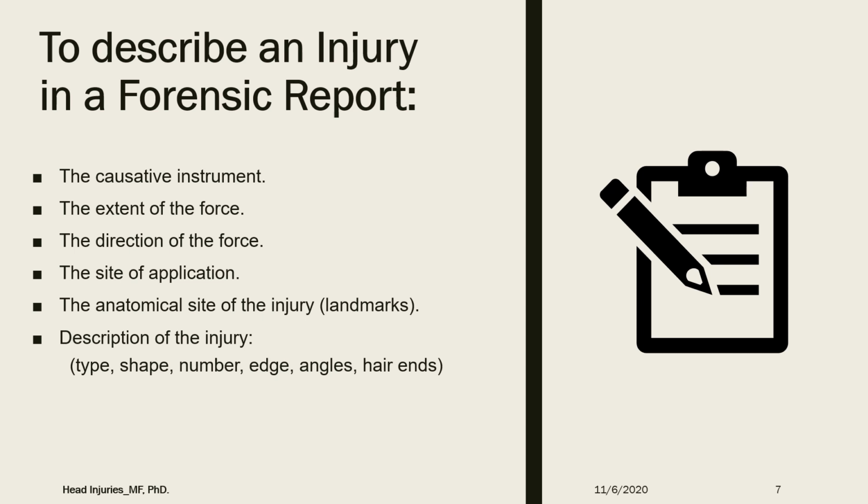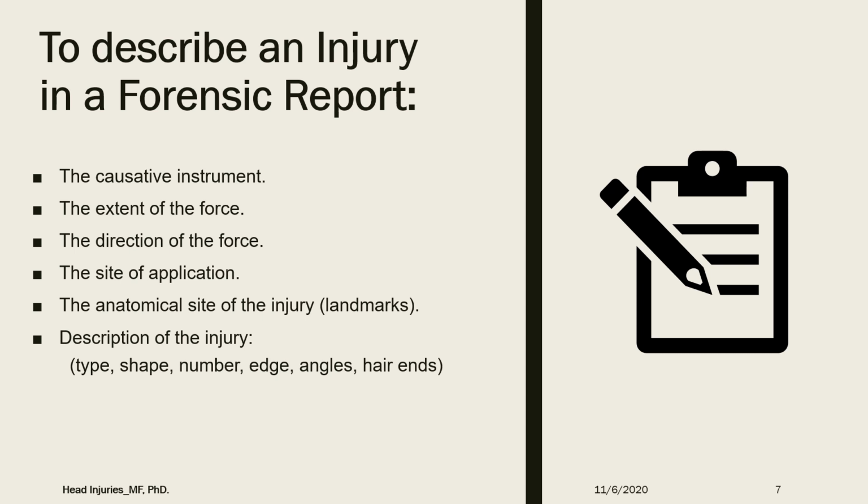The anatomical site of the injury, and usually when we describe an anatomical site, we need to use anatomical landmarks such as midlines, mid-axillary lines, the nose, the ears. You need to describe the distance between the injury and a common fixed anatomical landmark. Also, when you describe the injury, you need to include the type of the injury, the shape, is it circular or spindle shaped, number of injuries, the edges, how they look, sharp, regular or irregular edges, the angles, the hair ends if it is covered by hair.